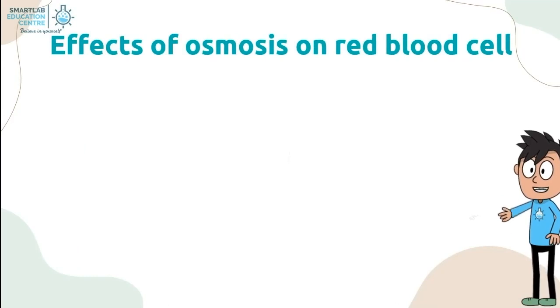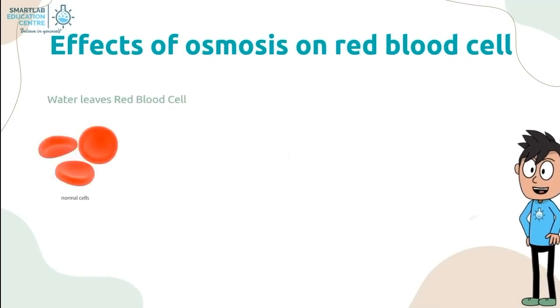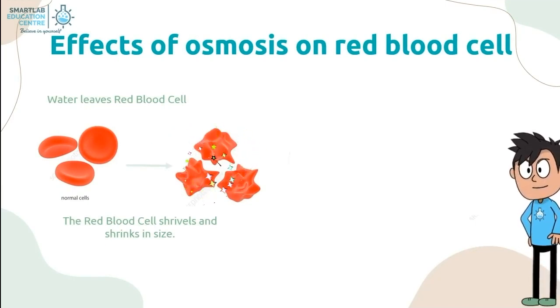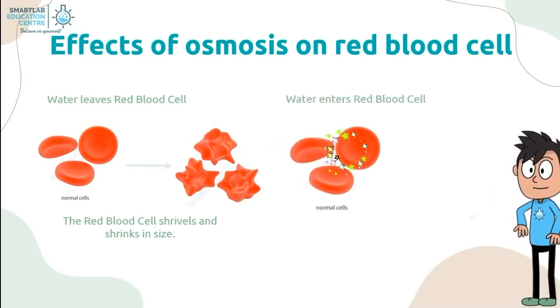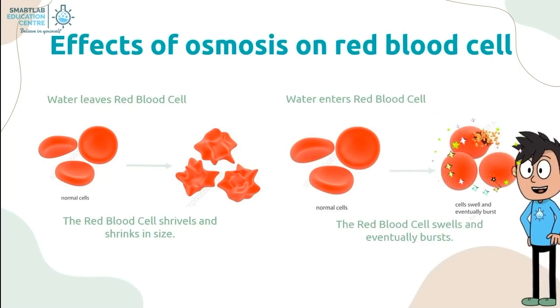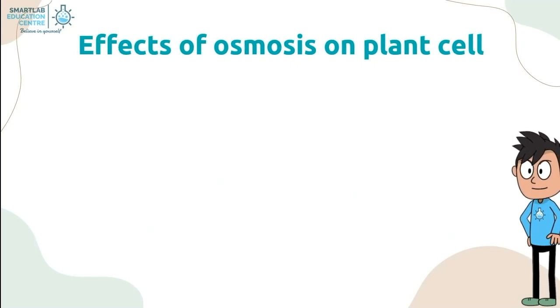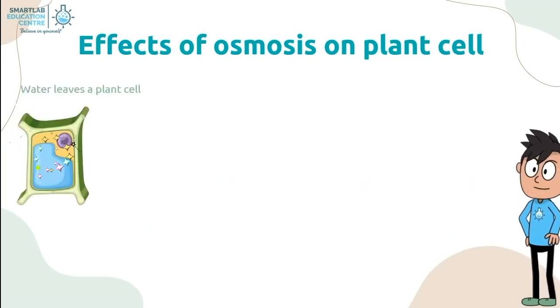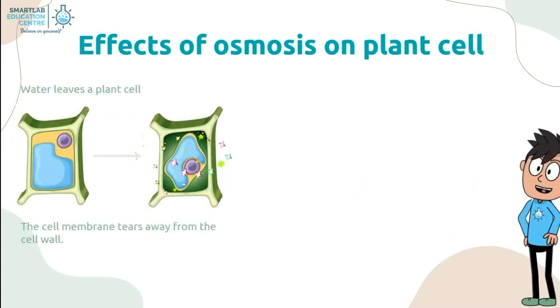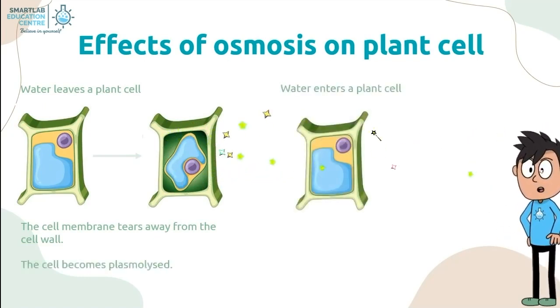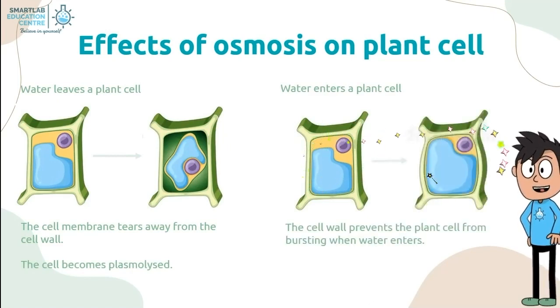Effects of osmosis on red blood cell. When water leaves the red blood cells, it shrivels and shrinks in size. When water enters red blood cell, the red blood cell swells and eventually bursts. Effects of osmosis on plant cell. When water leaves a plant cell, the cell membrane tears away from the cell wall. The cell becomes plasmolysed. When water enters a plant cell, the cell wall prevents the plant cell from bursting. The cell becomes turgid.